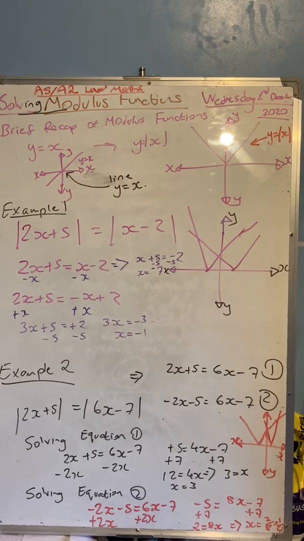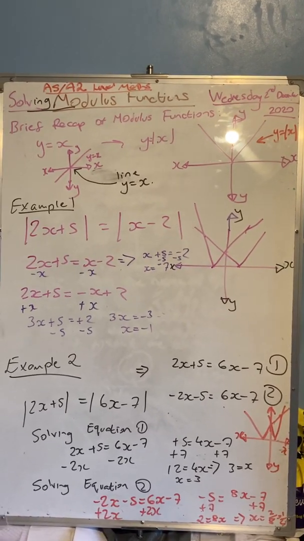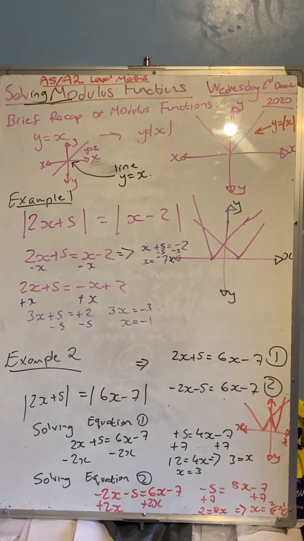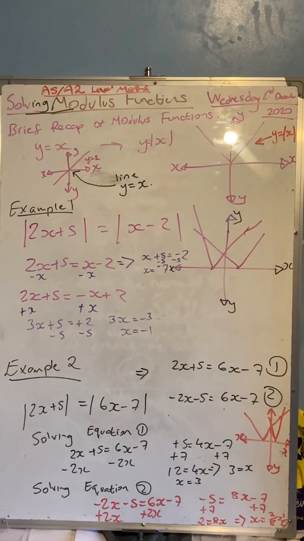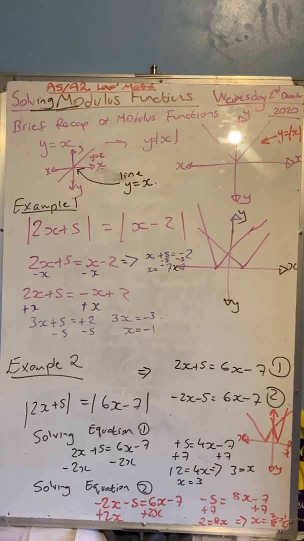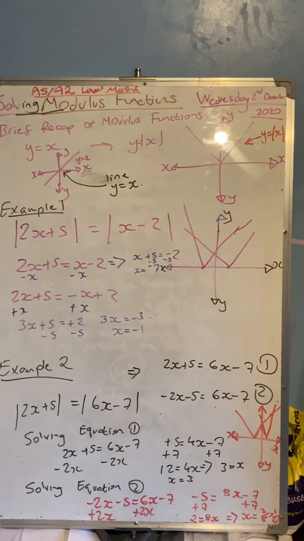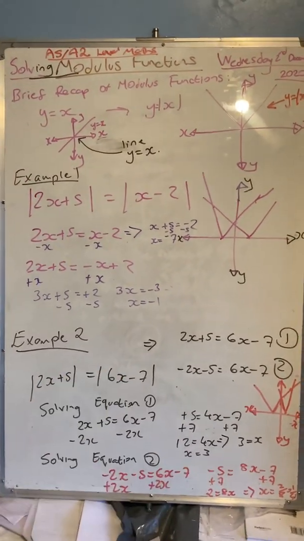Okay, for the second equation, minus 2x minus 5 equals 6x minus 7. Well, adding 2x to both sides, I get minus 5 equals 8x minus 7. Okay, and then adding 7 to both sides, I get 8x equals 2, because minus 7, so plus 7 plus 7, I get 2 equals 8x.